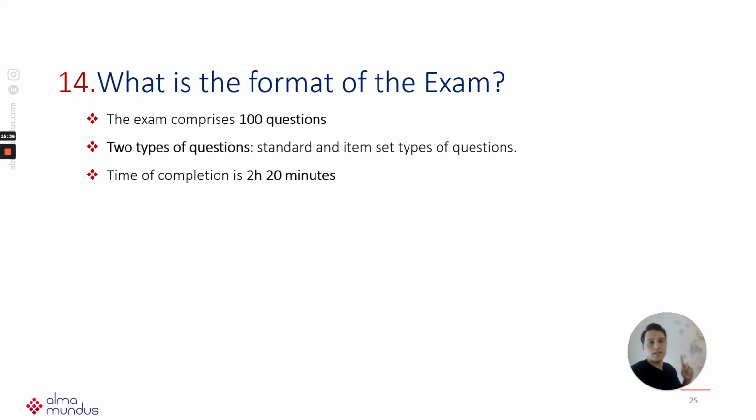The item set are divided into short item set and long item set. The short item set is basically a 2-paragraph case, and you're going to have 4 questions associated to that case. The long item set is a page-long case with 4 to 5 questions. So you're going to have to complete your exam in 2 hours and 20 minutes, but it's plenty of time, don't worry. All the questions are based on the content of the book. No calculations are required to answer the exam questions, and therefore no calculators are allowed in the exam.